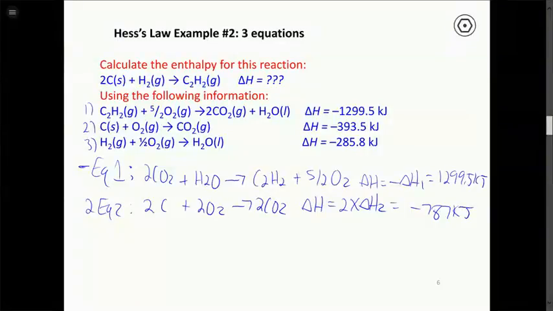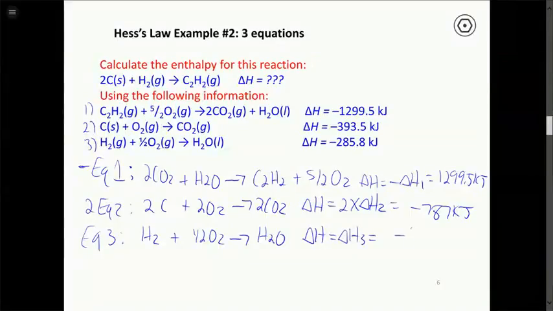And then finally for the last one, we see that our overall equation still has H2 as a reactant, and H2 appears as a reactant in this third equation here. It has a coefficient of 1. We want to have a coefficient of 1 in the overall reaction, so we're just going to keep this third equation exactly the same and not modify it. So we take our third equation unmodified. H2 plus 1/2 O2 goes to H2O. Delta H is unchanged and is minus 285.8.